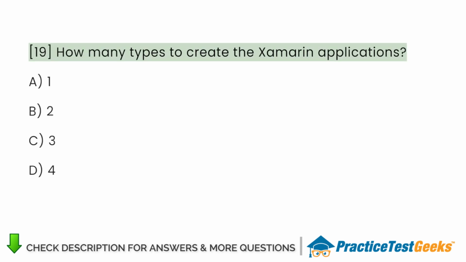How many types to create the Xamarin applications? A. 1. B. 2. C. 3. D. 4.